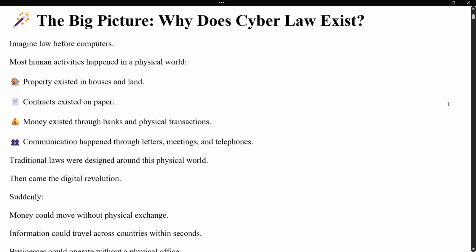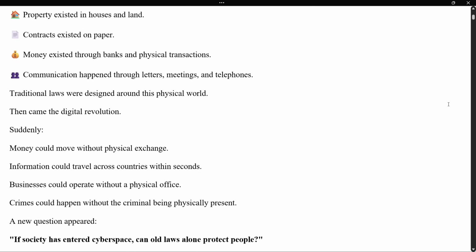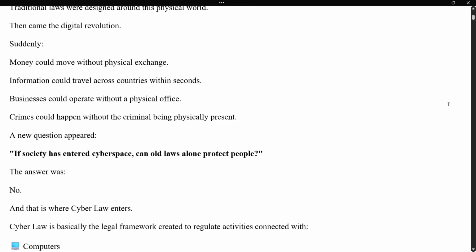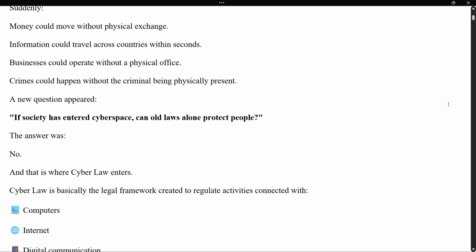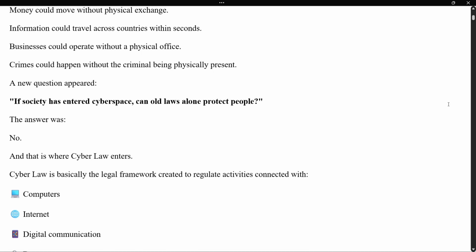Then came the digital revolution. Suddenly, money could move without physical exchange. Information could travel across countries within seconds. Businesses could operate without a physical office. Crimes could happen without the criminal being physically present. A new question appeared: if society has entered cyberspace, can old laws alone protect people? The answer was no. And that is where cyber law enters.